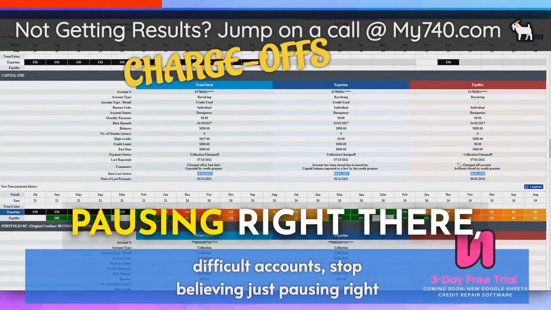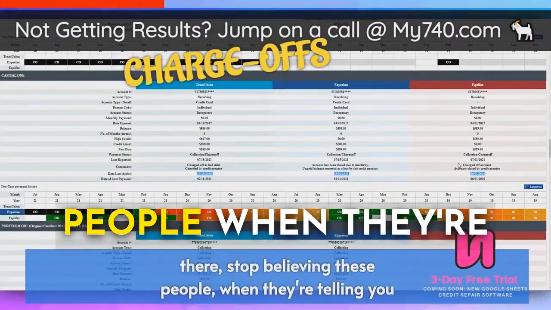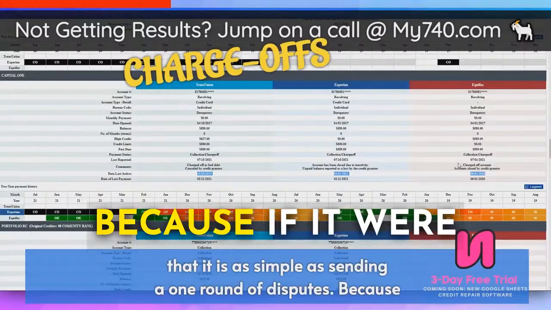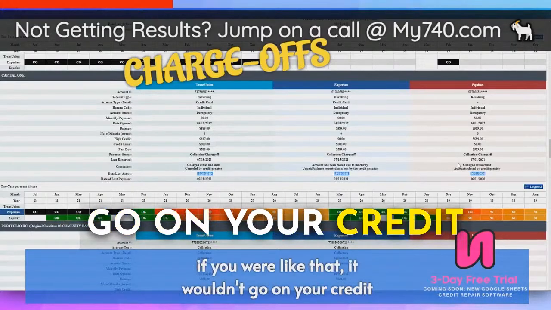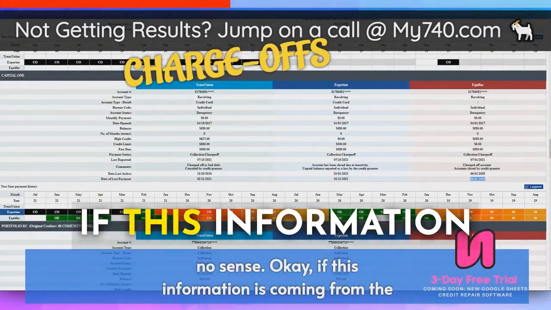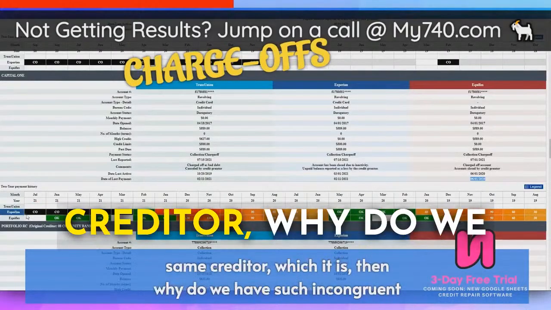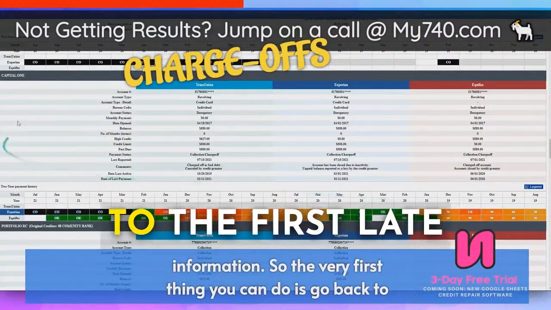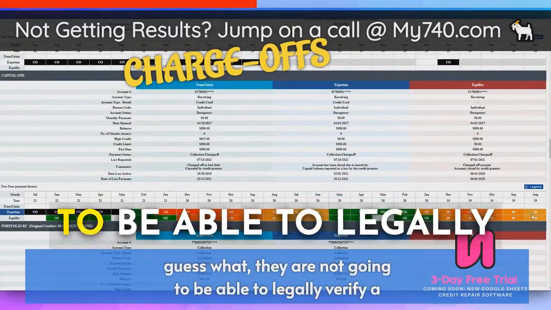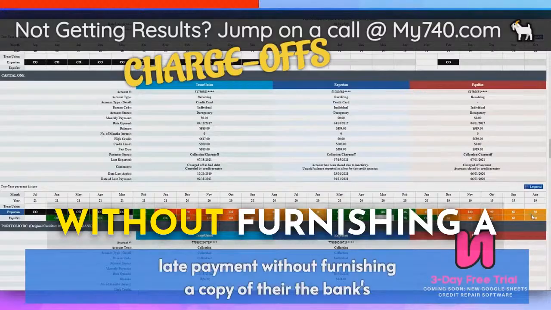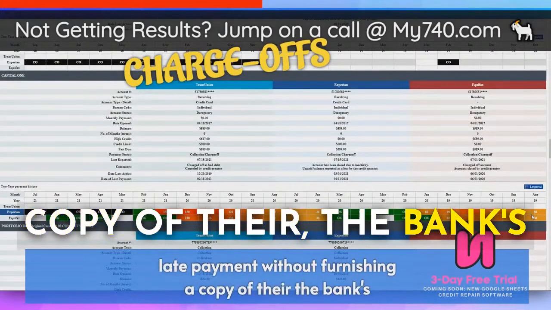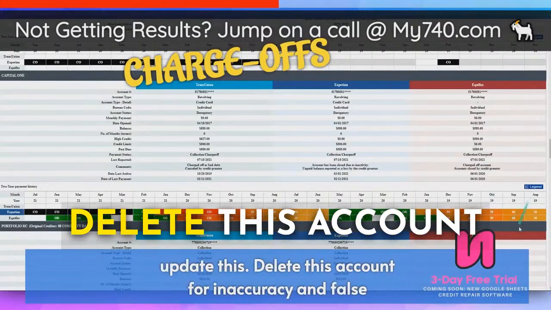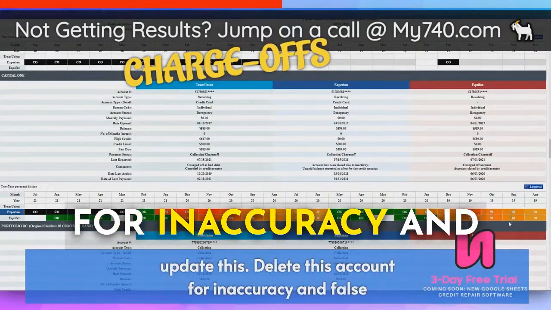Stop believing these people when they're telling you that it is as simple as sending out one round of disputes, because if it were like that, it wouldn't go on your credit report to begin with. If this information is from the same creditor, why do we have incongruent information? The first thing you can do is go back to the first late payment you see. They are not going to be able to legally verify a late payment without furnishing a copy of the bank's credit bank statement showing that you did or did not pay on time. Delete this account for inaccuracy and false reporting.